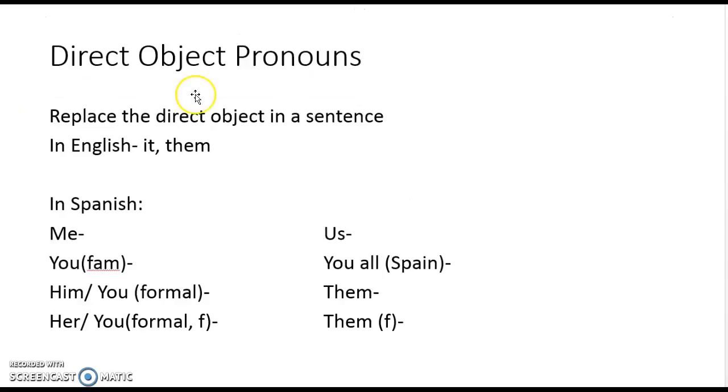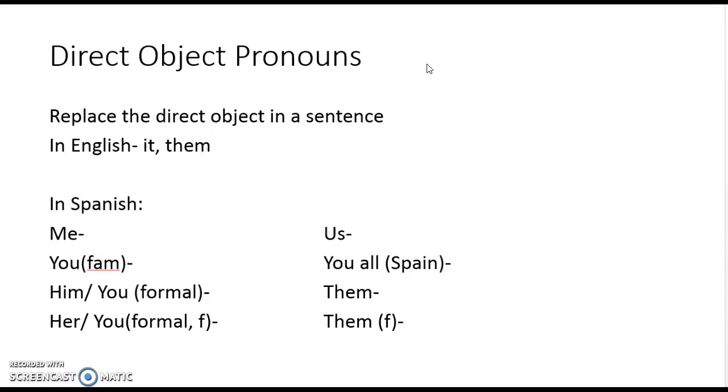Now, we can also use the direct object pronouns in sentences. And what a pronoun does in general is replace a noun. So here, direct object pronouns are going to replace the direct objects in a sentence. In English, the direct object pronouns are it or them. So in the sentence, Mrs. Garcia teaches Spanish, Mrs. Garcia teaches it, okay?